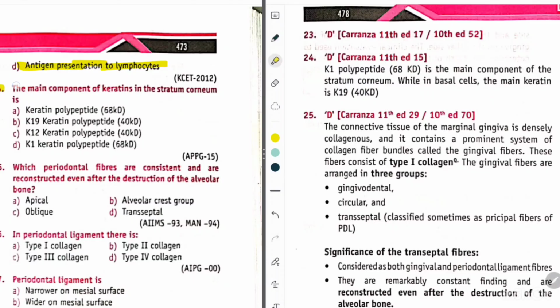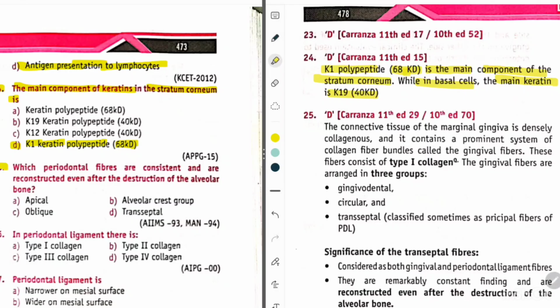Now question 24. The main component of keratins in the stratum corneum is option A keratin polypeptide, option B K19 keratin polypeptide, option C K12 keratin polypeptide or option D K1 keratin polypeptide. So its answer is option D K1 keratin polypeptide or 68 Kd. Explanation is K1 polypeptide 68 Kd is the main component of the stratum corneum, while in basal cells the main keratin is K19, that is 40 Kd.